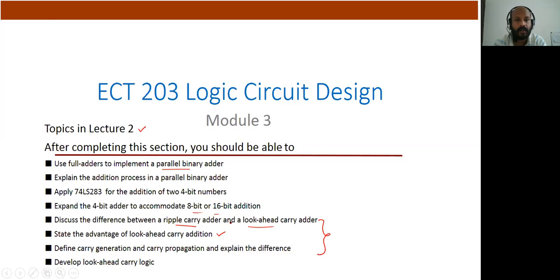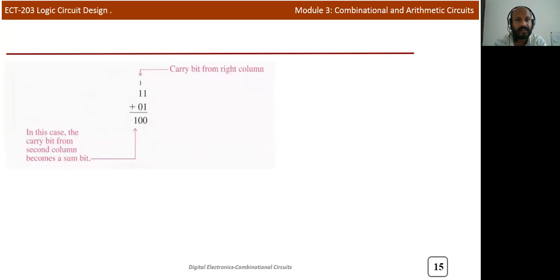Okay, so we'll start from a very basic thing: how we can add two binary numbers. For example, the first number is 11 and the second number is 01. If you use a full adder, there will be three inputs: A, B, and a carry in. And there will be two outputs: sum output and carry out. So this is a full adder.